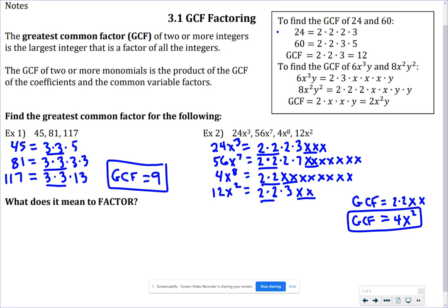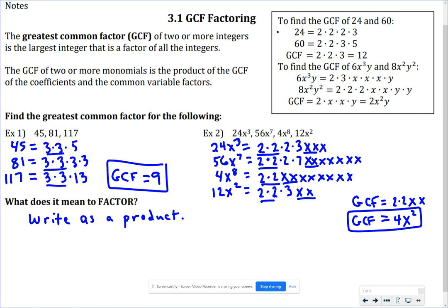Now, what does it mean to factor? To factor means to write something as a product. Write it as multiplication. So as we go through this unit, remember that when we are factoring something, we are writing it as a product. That's what it means to factor, to write as a product. For instance, up here, when we were doing 45, we were doing a prime factorization. To factor, it means to write it as a product of primes, right? Prime factorization, write it as a product.